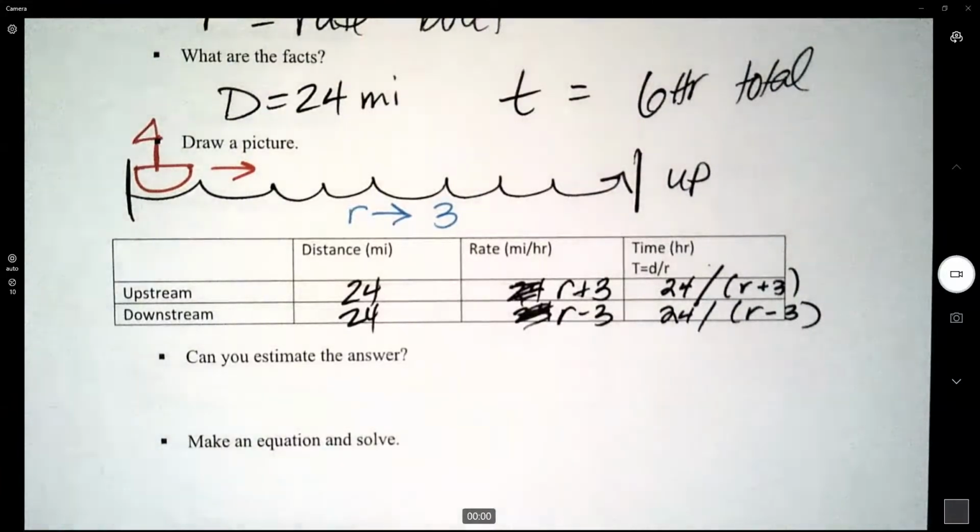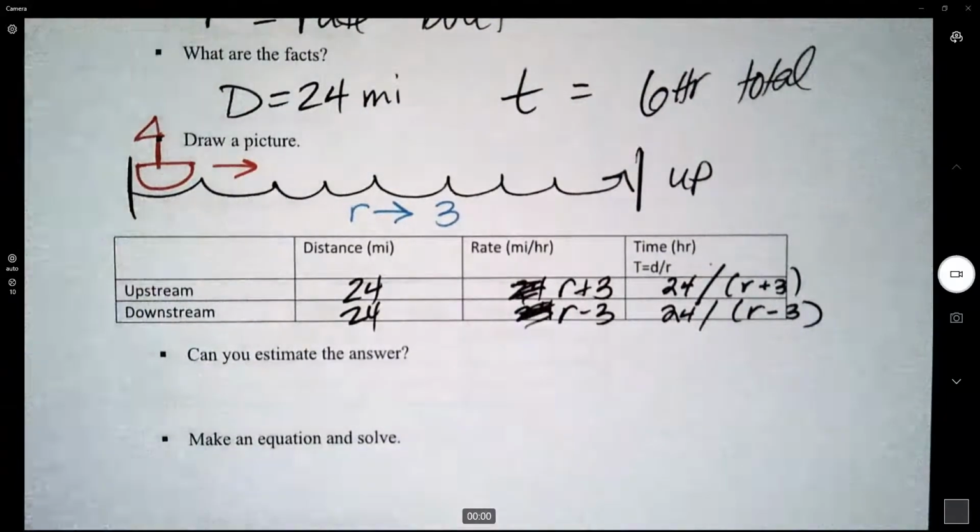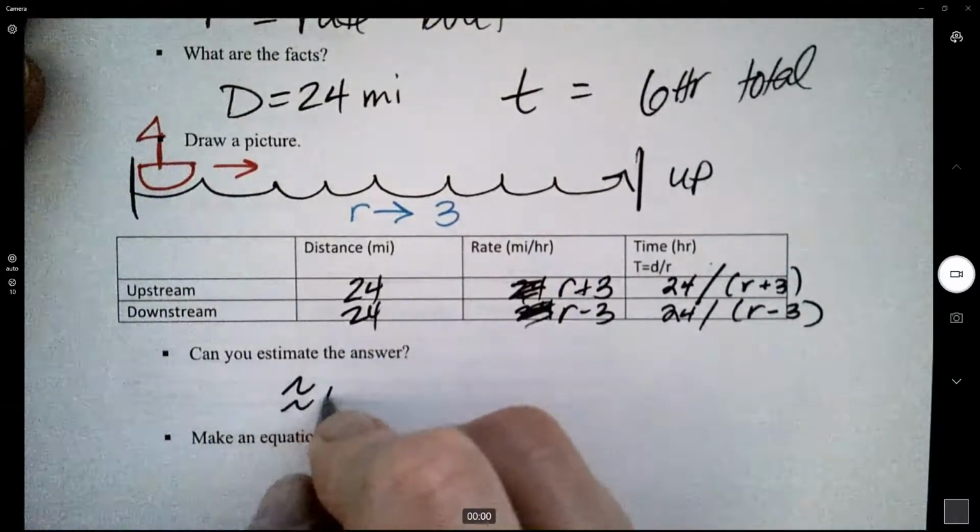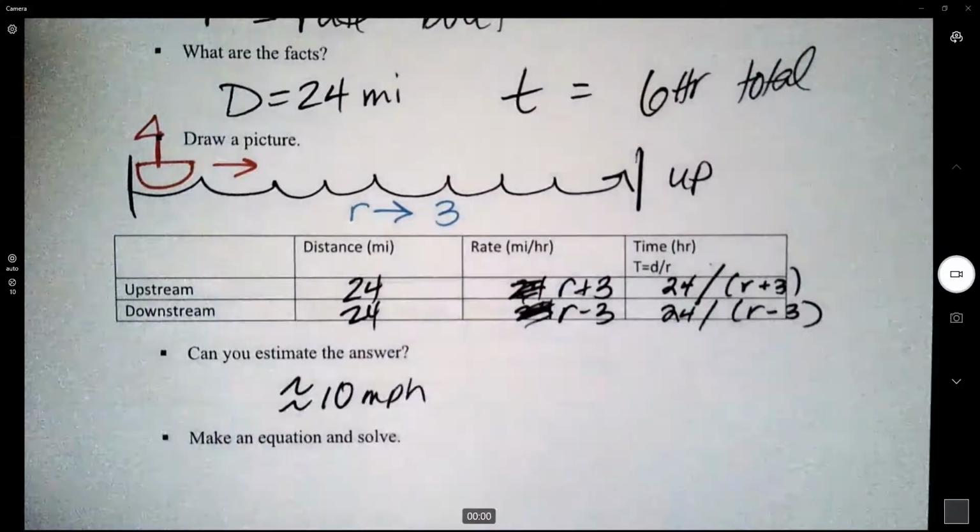So can we estimate the answer? If I wanted to estimate how fast the boat was going, just a rough guess, boats could probably go similar speeds to what cars do, right? It's a motorboat. It does have a motor. You're not paddling, so you're probably going more than a couple miles per hour. So if I were to just make a guess, I'm going to guess something around, I don't know, maybe 10 miles per hour.